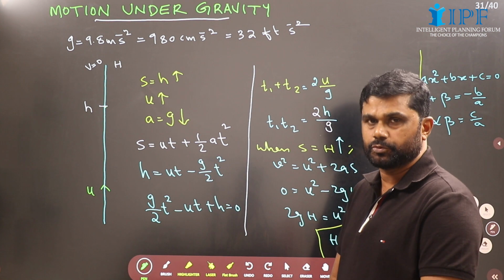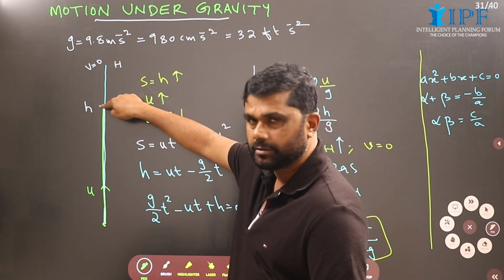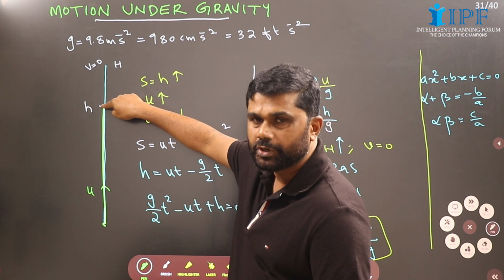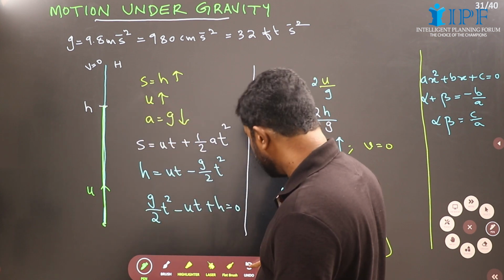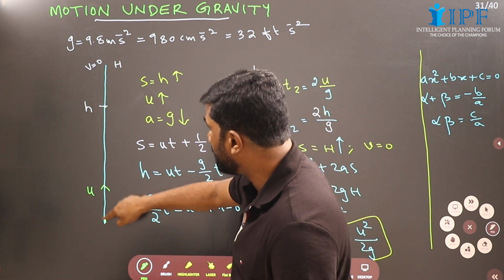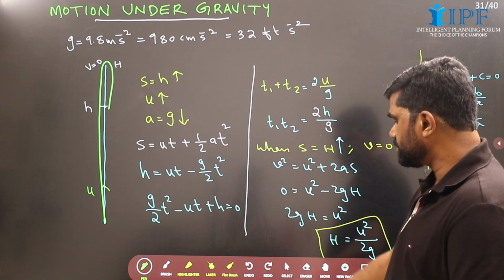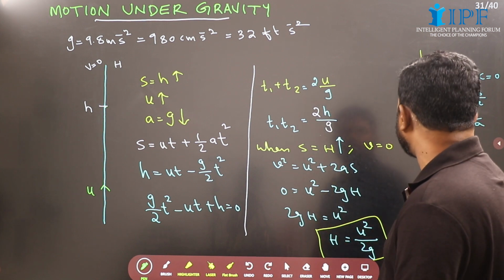So what is this T1? T1 is from here to here. That is T1. What is T2? For T2 again we have to start from the starting point. T2 will be from here to here, this total time. That is T2. So T1 and T2 are the roots of this quadratic equation.